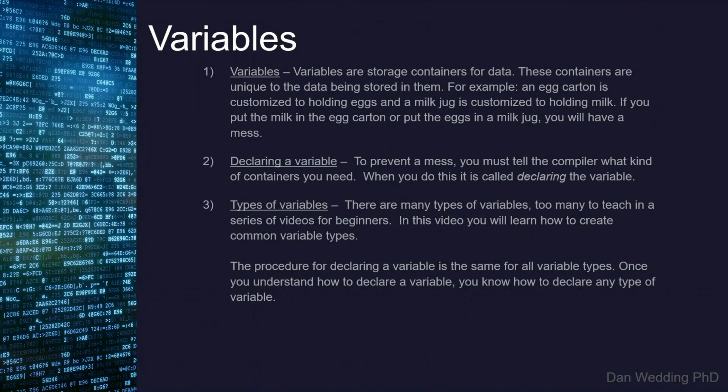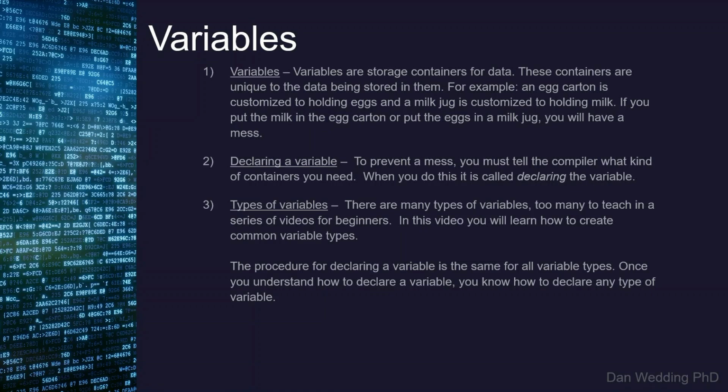Variables are storage containers for data. These containers are unique to the data being stored in them. For example, an egg carton is customized to holding eggs, and a milk jug is customized to holding milk. If you put milk in the egg carton, or put eggs in a milk jug, you're going to have a mess. To prevent a mess, you must tell the compiler what kind of containers you need.